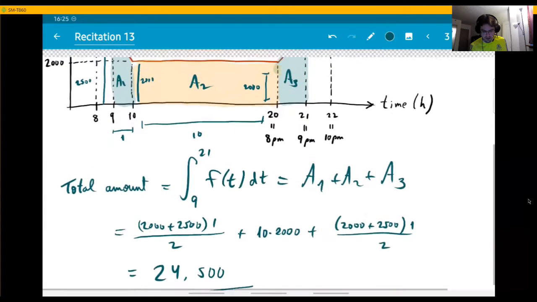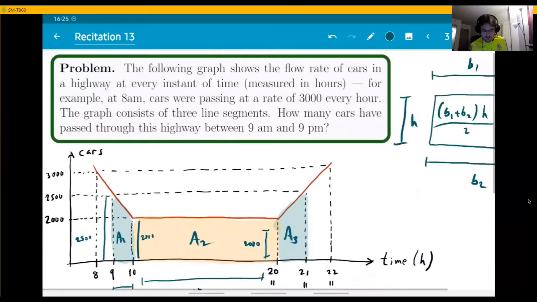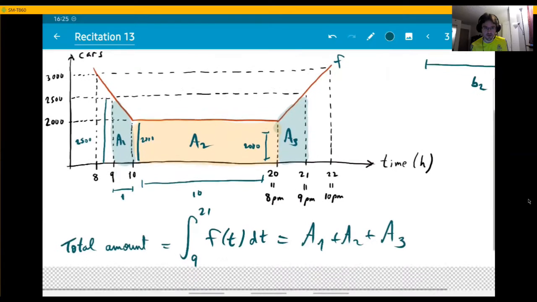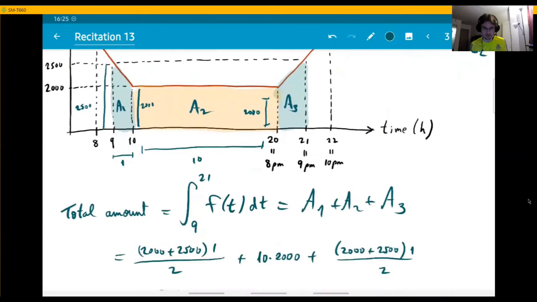Okay, so this is just showcasing the two things that I mentioned. One is that when you want to calculate total amount, total accumulation, and what you have is the flow function, that's the f that we have here, then that's calculated by an integral. And the other thing is I'm showing you how integrals can be found by simple geometric calculations when the function is simple. You're just calculating areas instead of using the fundamental theorem of calculus.